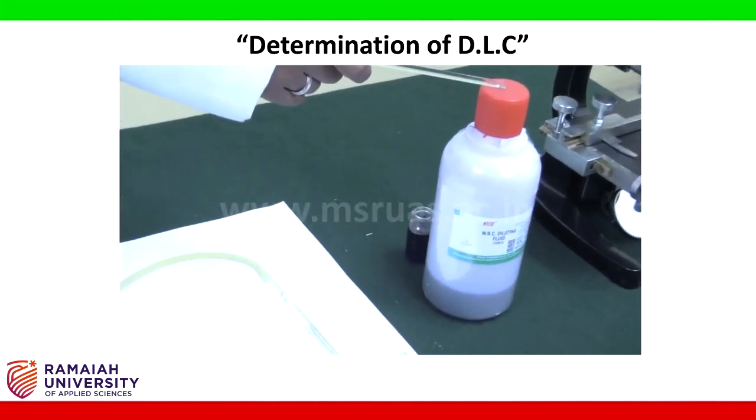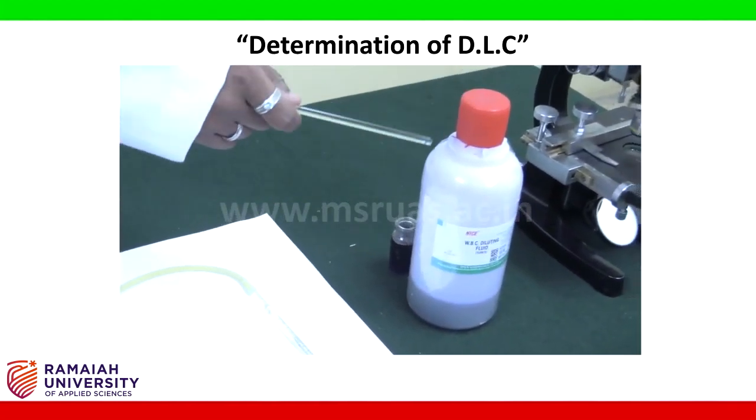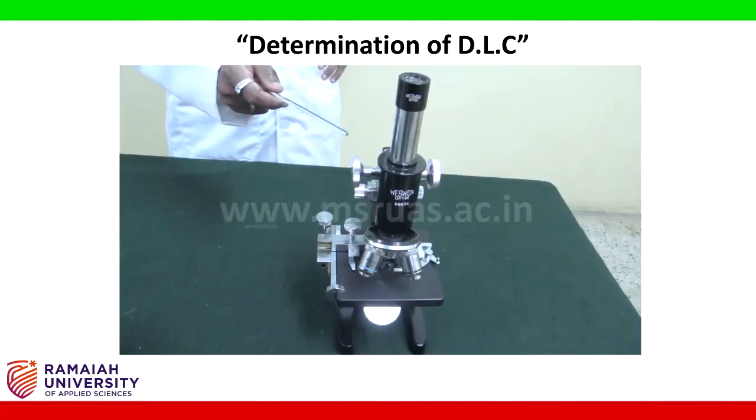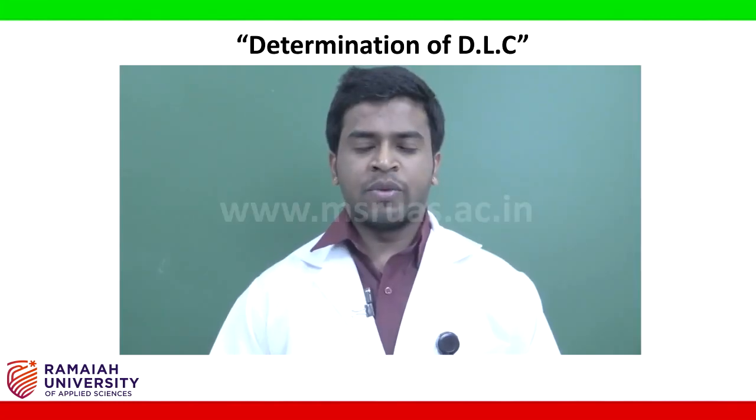WBC diluting fluid, also called Turk's fluid. It consists of glacial acetic acid, which hemolyzes the RBCs without affecting the WBCs. It contains gentian violet, which stains the nuclei of WBCs, and it also contains distilled water. For experimental convenience, we have transferred Turk's fluid to a smaller container, and a compound microscope. Now let us start the experiment.